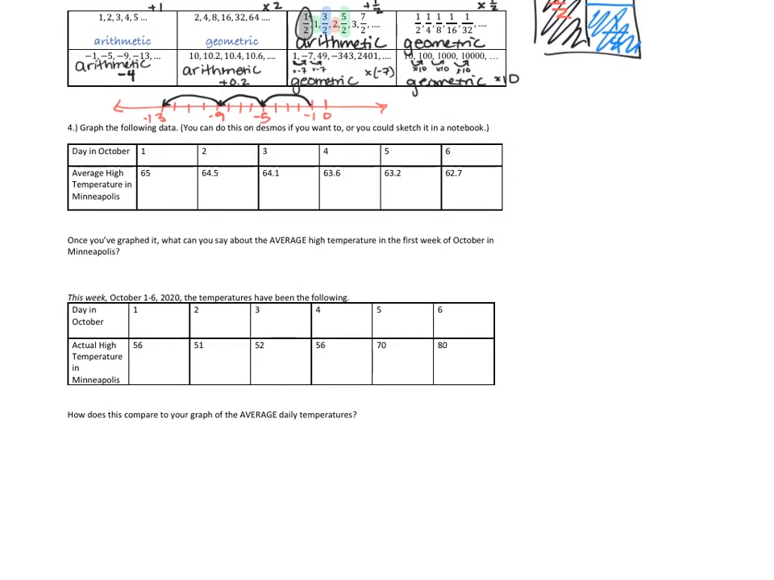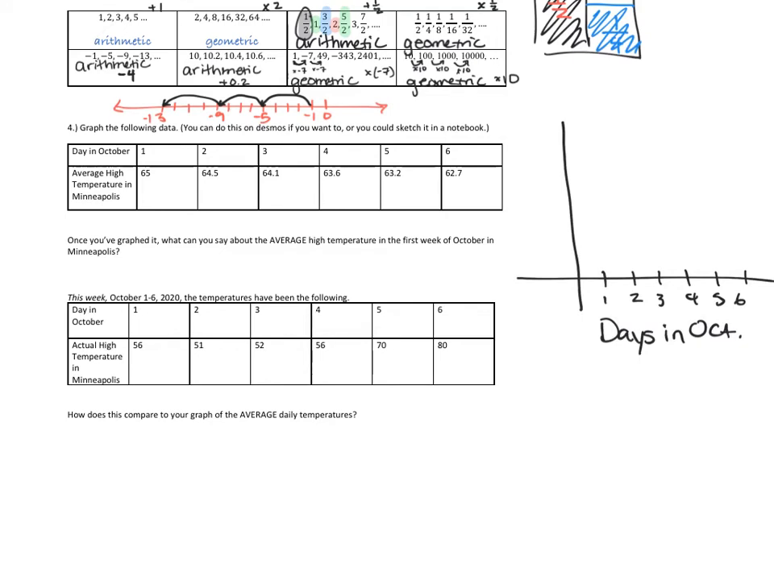So we're going to graph this, and let's say I want to write days in October. So we want day 1, 2, 3, 4, 5, 6. And I need to get up to, let's see, we've got like 65 down to 62. So let's go all the way up. And what I'm going to do is make a little fake jump here so that I can maybe label this as, let's go 60, 61, 62, 63, 64, 65.